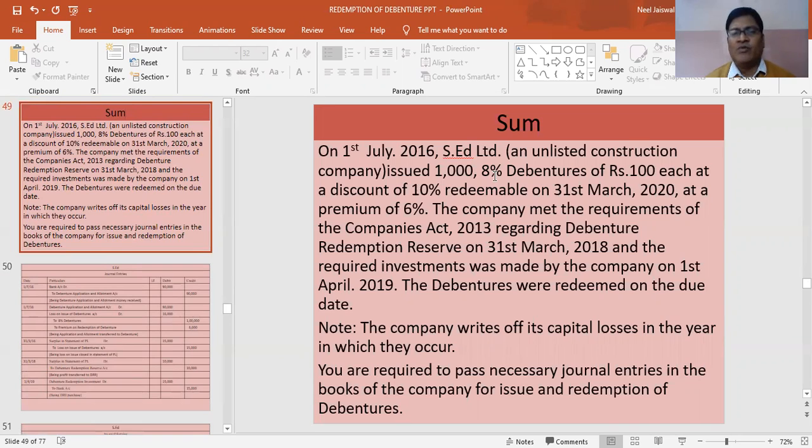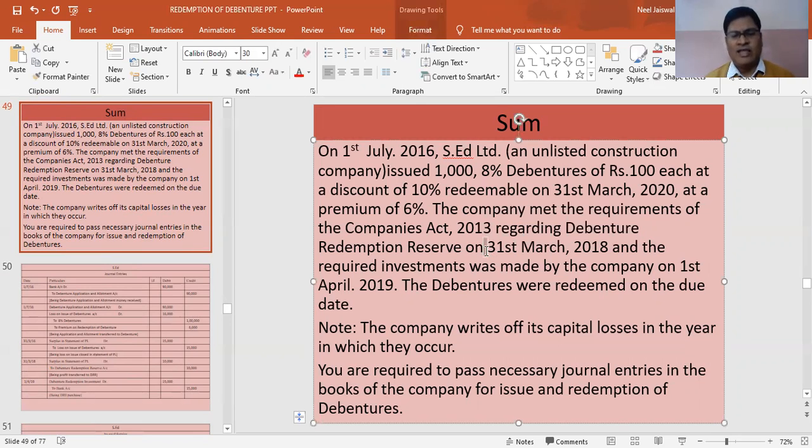The company met the requirements of the Companies Act 2013 regarding debenture redemption reserve on 31st March 2018. They have given the date of DRR, 31st March 2018. The information which they have given, you can underline it in the sum. 31st March, they are creating DRR. Then they are issuing the debentures on 1st July 2016. You may write them also or you may underline them. It's an unlisted company.